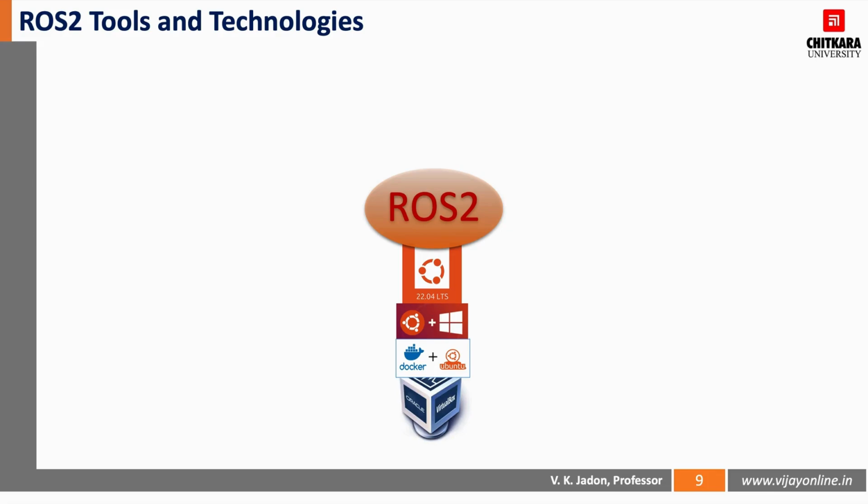And whenever we write a package, we need to compile that package, and we use Colcon to compile a package. Colcon is a powerful build tool specifically designed for ROS2. It handles dependencies, builds multiple packages efficiently, and makes it easier to manage complex robotic projects.